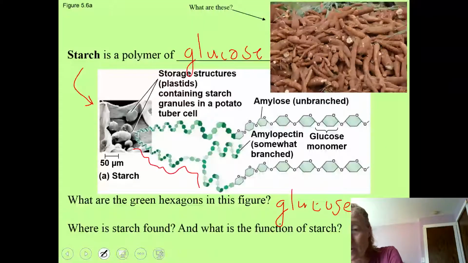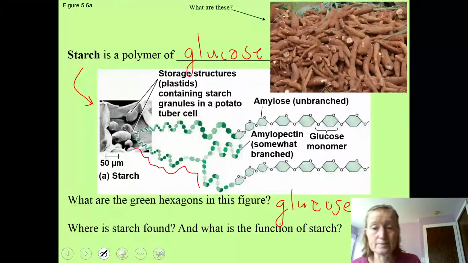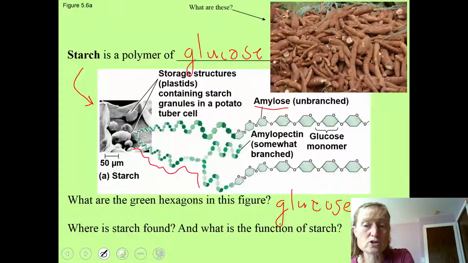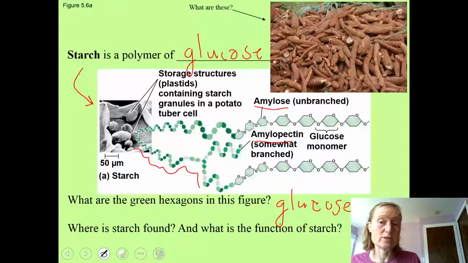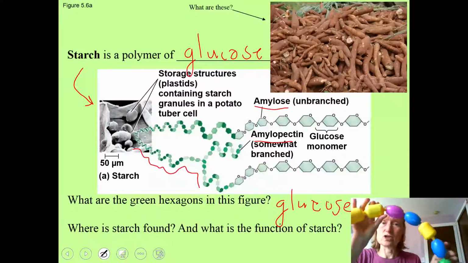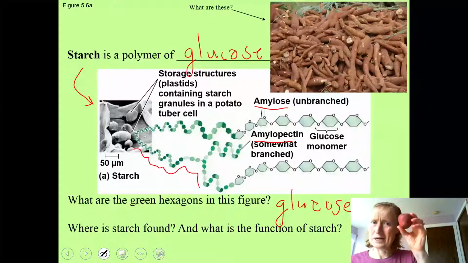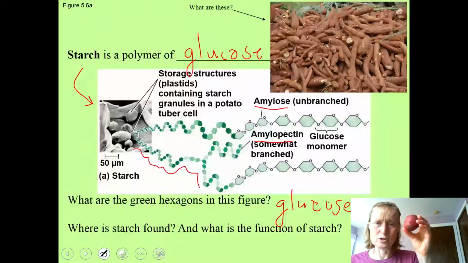Okay, so the question is, are there different kinds of starches? Yeah, some of them are less branched or more branched than others. Amylose and amylopectin are different versions of starches. But where are we going to find starches? Well, potatoes are a great source of starch, right? Stem tubers that grow underneath the ground, or grow in the ground. Rice, seeds, and nuts have a lot of starch.